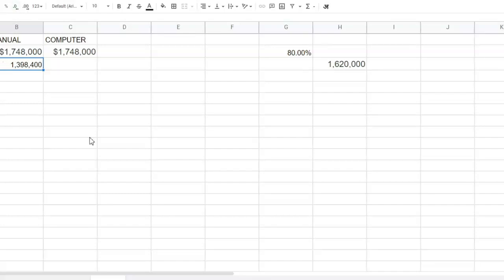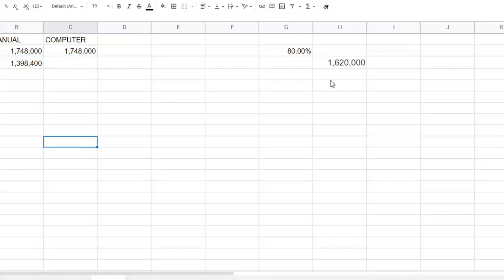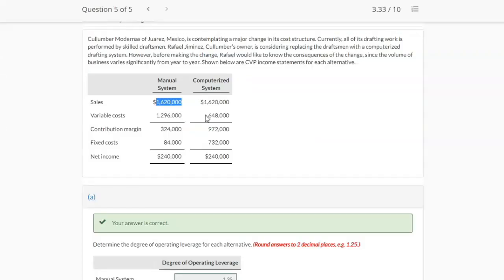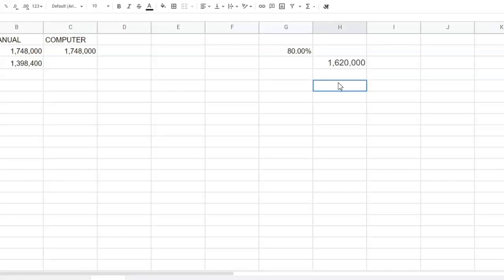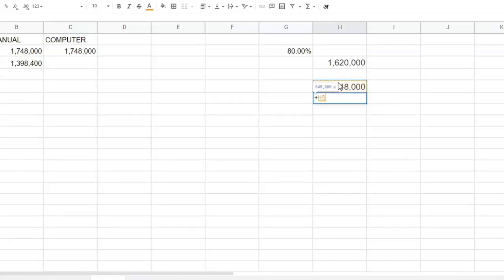Okay, now go to J column or I column, any column over there. Okay, do the same thing again. Go back to your original problem. Take 1620 and divide 648. Copy 648,000. Copy it into your, okay, put it anywhere. Okay. Now go off into another column. Okay, so divide. No, this is 40%. So take 40% of 1748. Right. That's your variable cost.